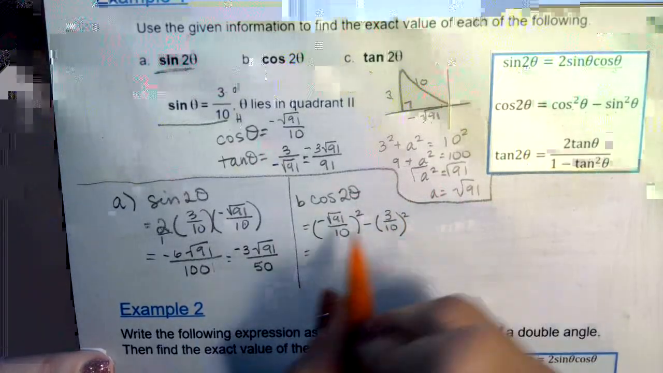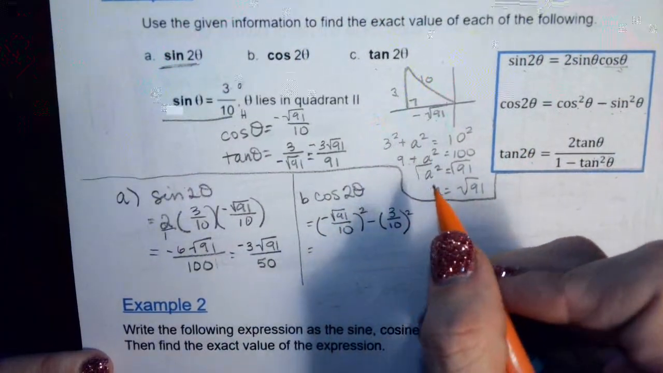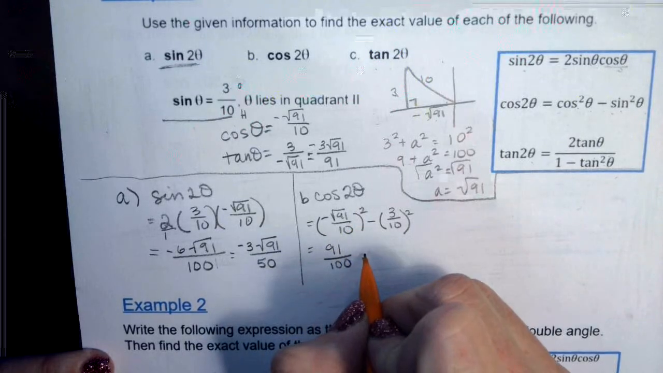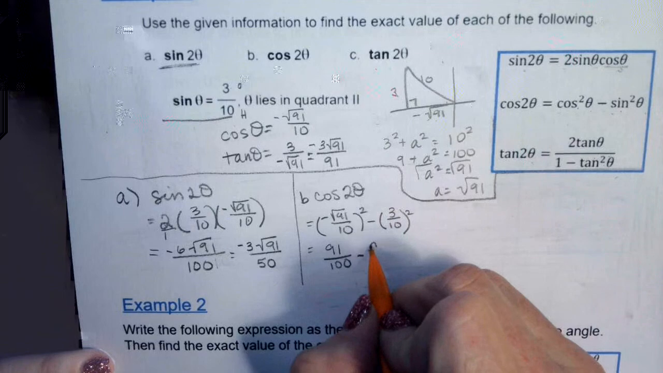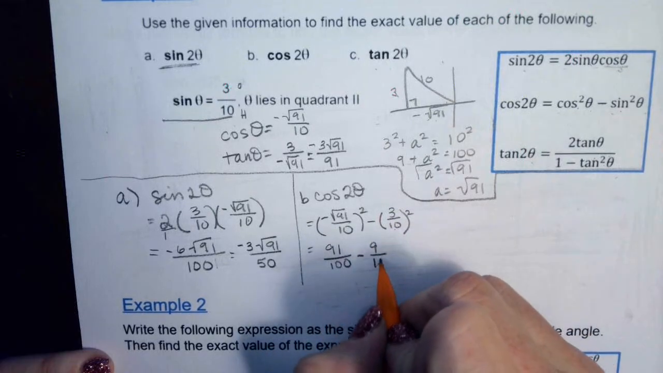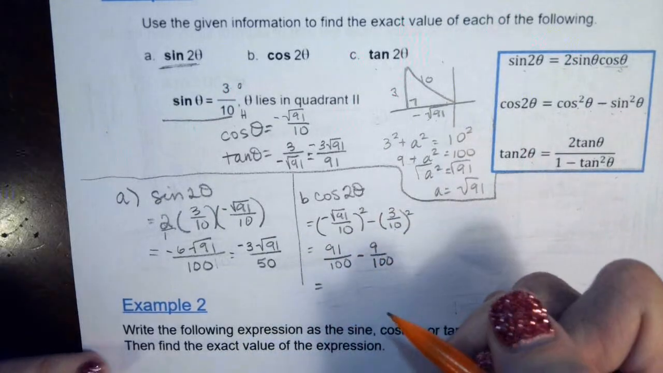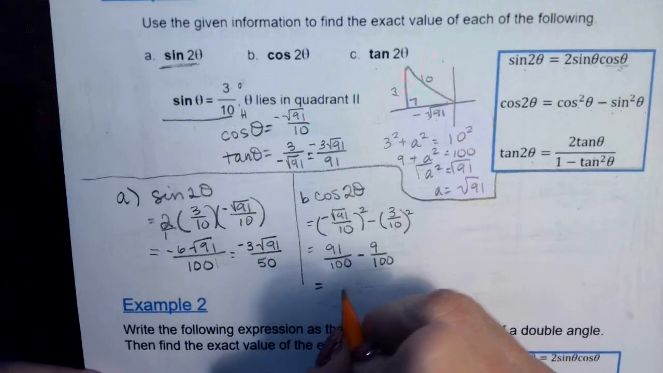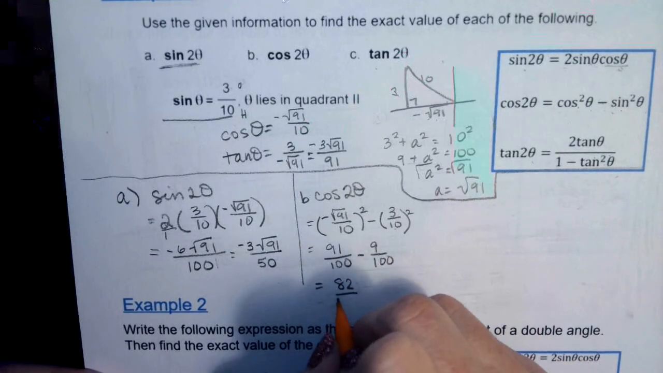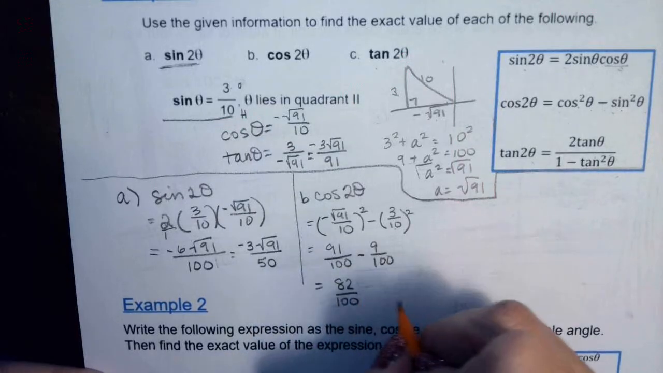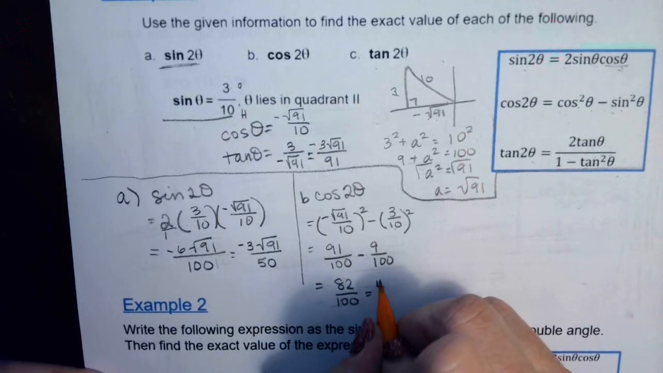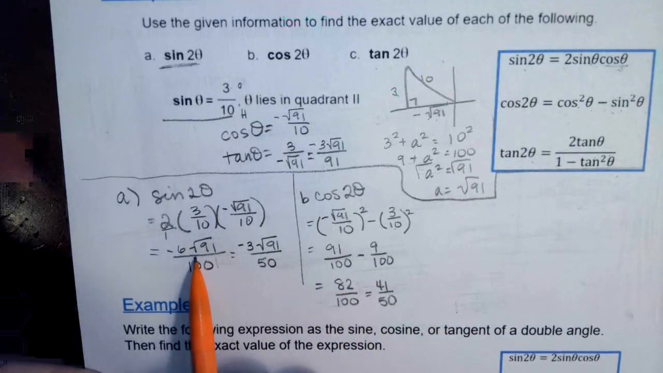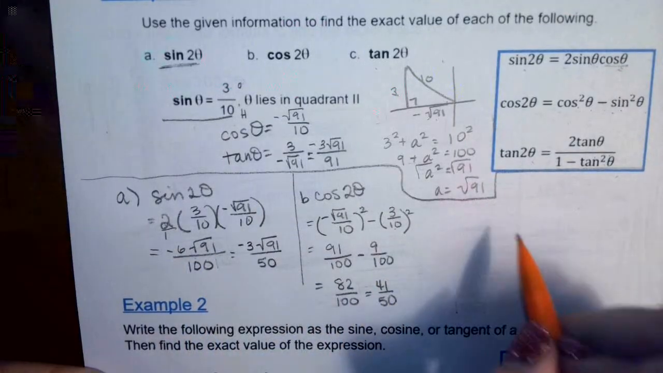So then a negative squared is going to give me a positive. So I've got 91 over 10 squared, which is 100, minus 3 squared, which is 9, over 10 squared, which is 100. So then 91 minus 9 gives me 82 over 100. These are both even, so I can factor out a 2, and I get 41 over 50. All right, so now I've got sine 2 theta and cosine 2 theta.